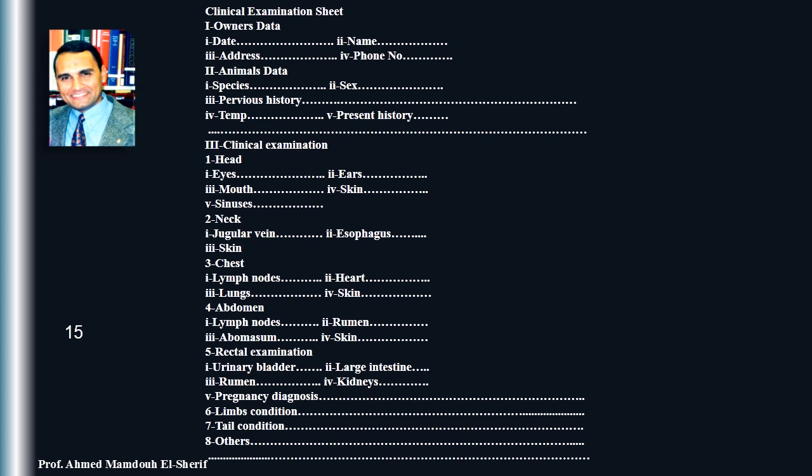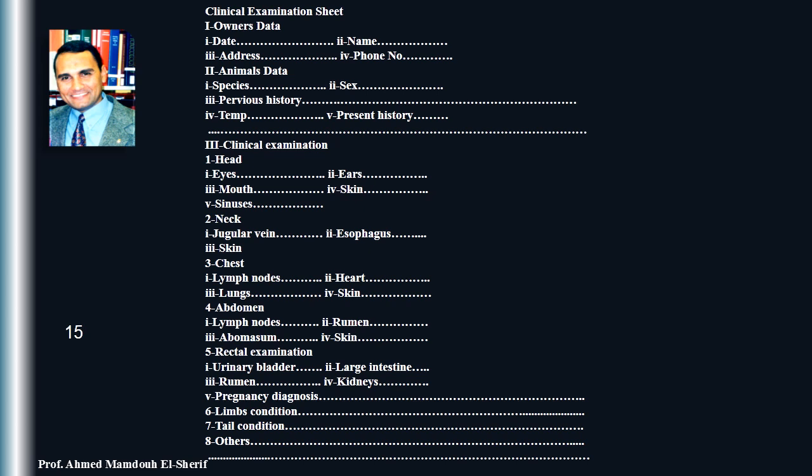Clinical examination has to be done for the head, including eyes, ears, mouth, skin, sinuses. Neck examination including jugular vein, esophagus, skin. Chest examination should include lymph nodes, heart, lungs, and skin. The abdominal examination should include lymph nodes, rumen, abomasum, and skin. Rectal examination should be done for seeing the actual status of the urinary bladder, large intestine, rumen, and kidneys.